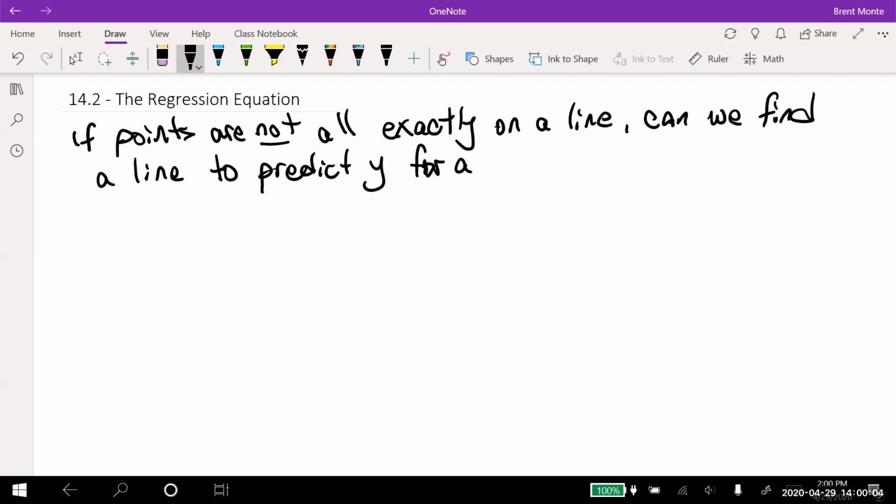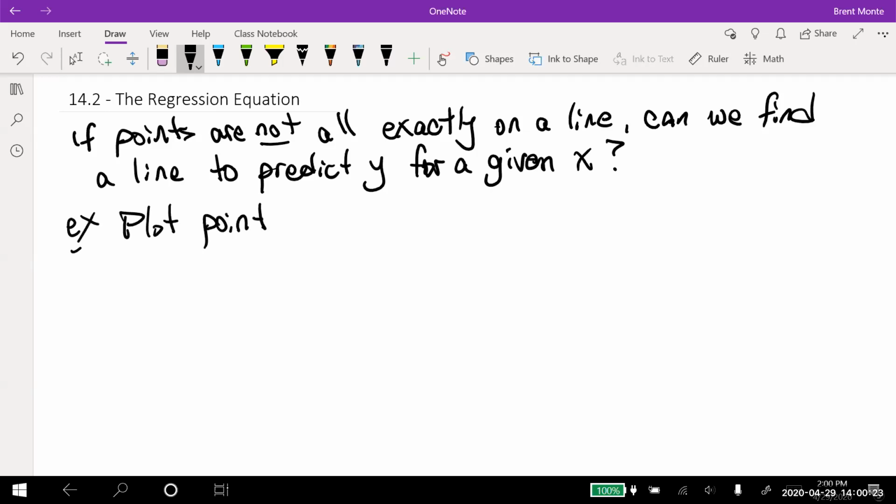For a given X? Again, that's my question. That's what we're trying to do. Well, here's what we do. We start off, we're going to plot the points. So for instance, suppose we're going to say plot points.